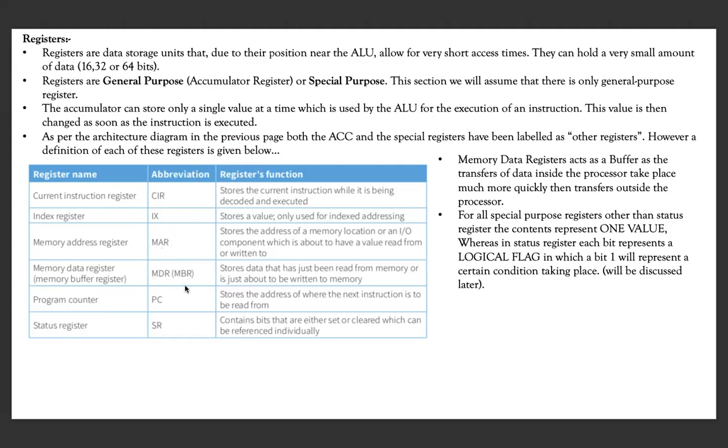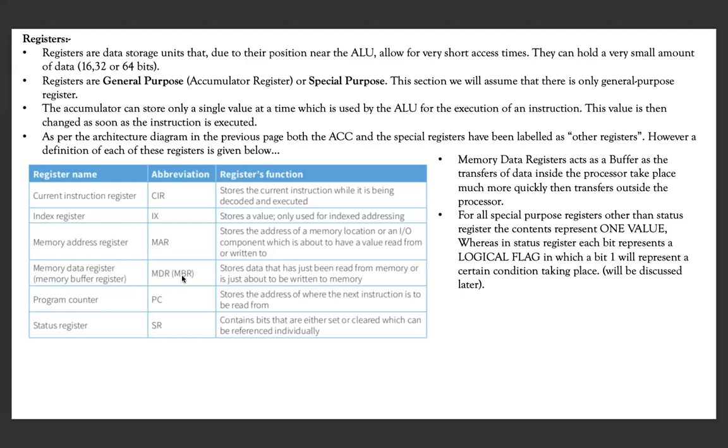Then we've got the MDR, which is also known as the MBR, the memory buffer register or memory data register. Obviously, the term buffer means that we've got two devices which have very different data access speeds, and to accommodate the slower or the faster device, we have a central temporary storage location, which is known as the buffer. The memory buffer register operates in the same way. What the memory buffer or memory data register does is hold the data, not the address, because the MAR was holding the address. The MDR holds only the data which was just read from the memory or which is about to be written to the memory. Again, separated by the relevant control signals, the data that was just read or is about to be written is held in the MDR.